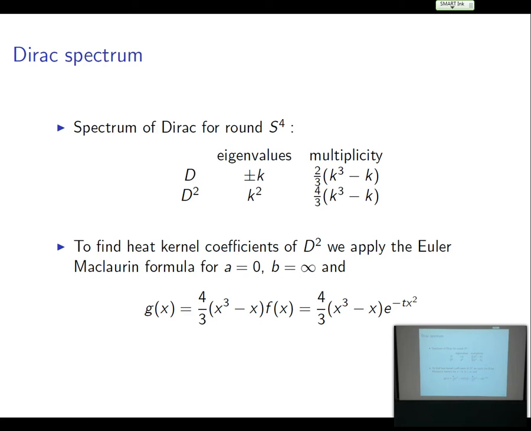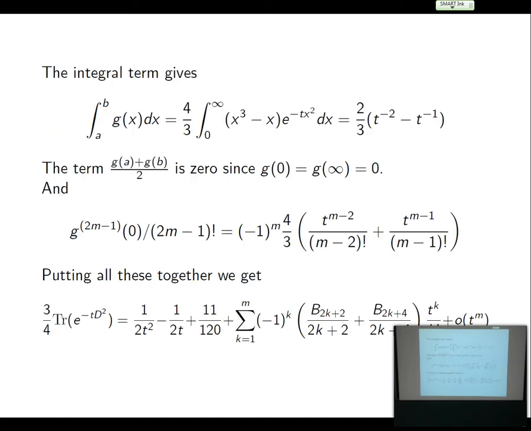Okay, f of x is the exponential. That's the heat part, and this is the multiplicities. And then the computation is very easy in that case. You can compute all integrals, I would say, almost by hand in this case. And then you get this formula, everything together. You have this asymptotic expansion for the trace of the heat operator near 0.